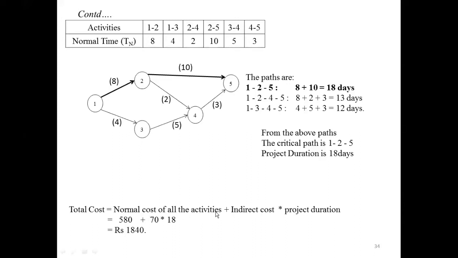Total cost is the normal cost of all activities plus indirect cost into project duration. The normal cost of all activities is given, that is 580, plus 70 into 18. The summation of the normal cost of all activities given in the problem is 580, and the indirect cost given per day is 70. The project duration you got is 18, so you write 18. Calculating, we get rupees 1840.